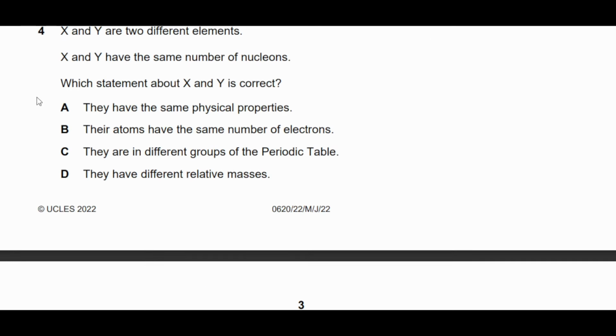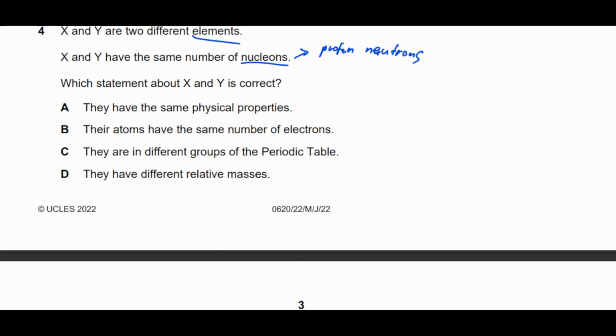Question 4. X and Y are two different elements. X and Y have the same number of nucleons. Which statement about X and Y is correct? Firstly, they are two different elements, and they have the same number of nucleons. Nucleons are protons and neutrons.